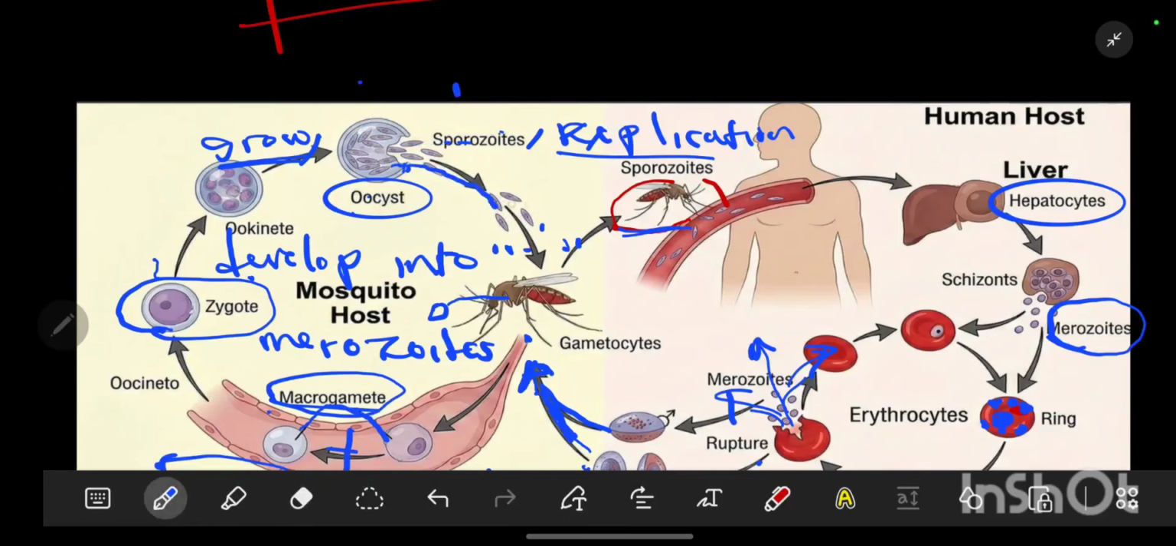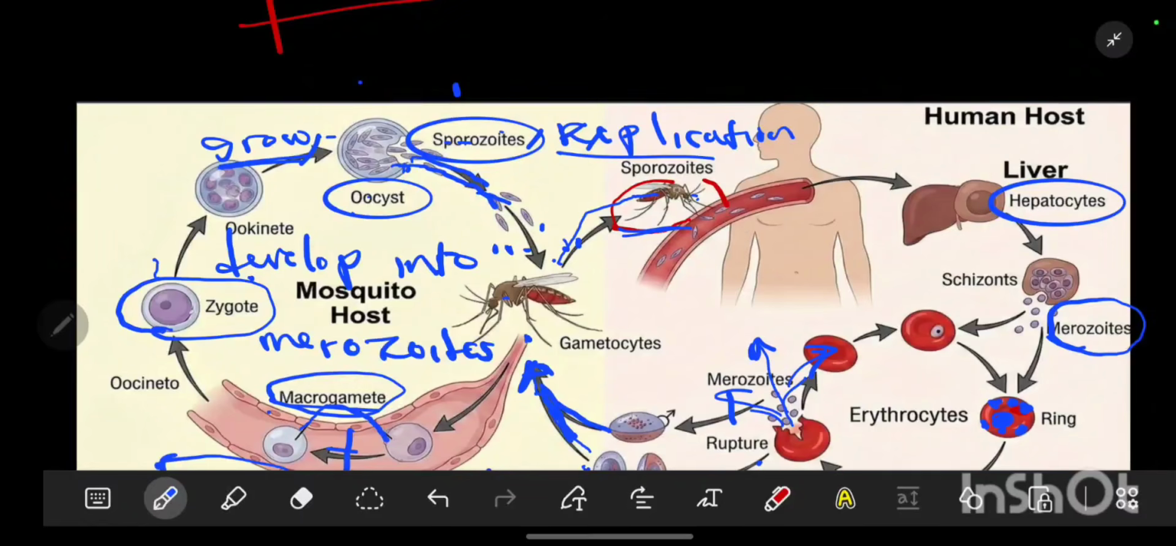All of this process is happening inside the female mosquito. It releases what we are going to call the sporozoites. Then the sporozoites will be able to go to the female mosquito's saliva like that. So after the saliva, the cycle continues.